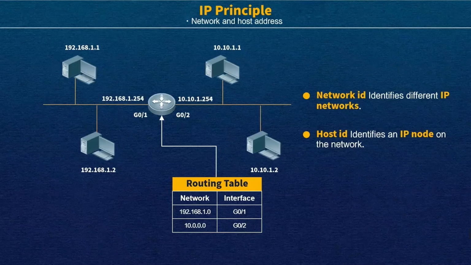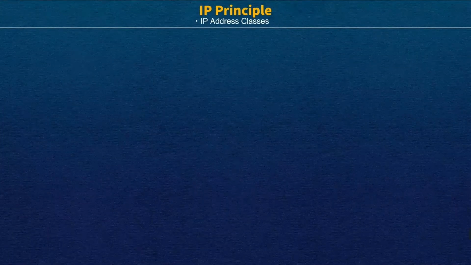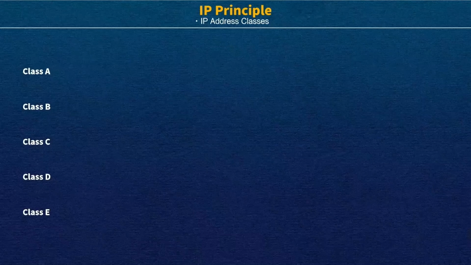At the beginning, how do we define the IP address? What's the length of the host ID? What's the length of the network ID? We have done the classification, and the IP address at the beginning is divided into 5 parts: class A, B, C, D, and E. In different classes of IP address, we have different lengths of the network part and the host part. So let's see one by one.